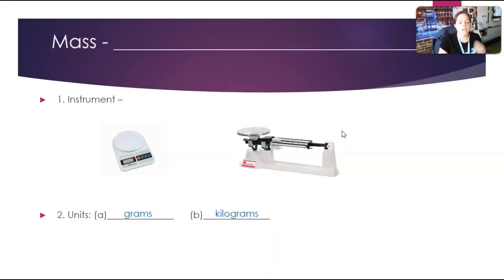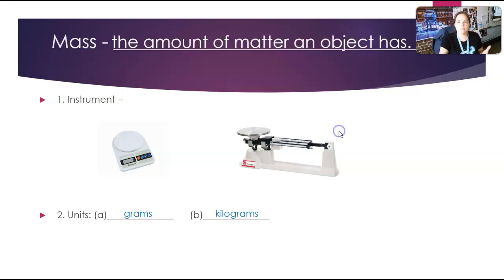All right, mass. How do we measure mass? Well, what is it? That is the amount of matter any object has. How do we measure it? Well, first up, we have these balances. This one is a digital balance. This one is a triple beam balance. And we'll look at those in just a second.